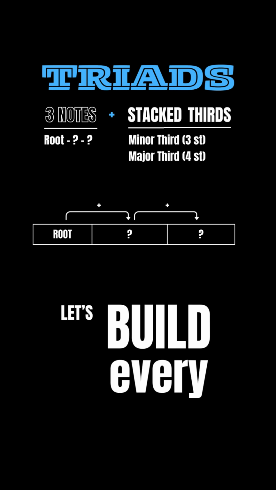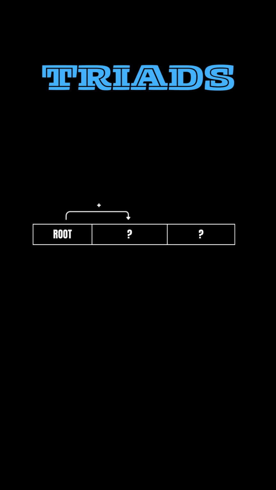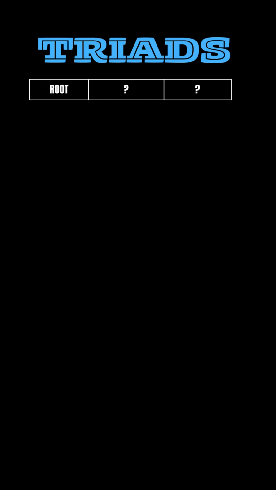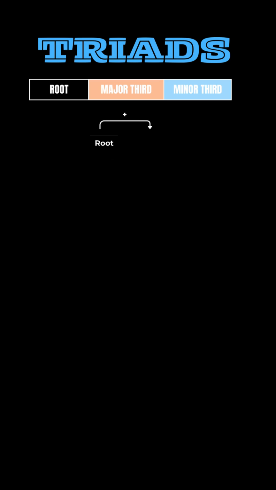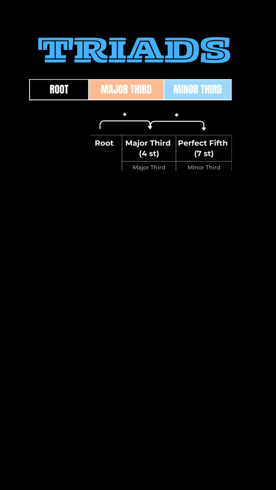So let's build every triad that exists. Again, from a given root, we're going to add minor or major third twice to get the 2 notes of a triad. So let's begin with the first pattern. A major plus a minor third. So from the root, a major third is 4 semitones. So the first note is a major third. And to find the last note, you add a minor third, which is 3 semitones. So you have a perfect fifth. And this chord is called a major triad.